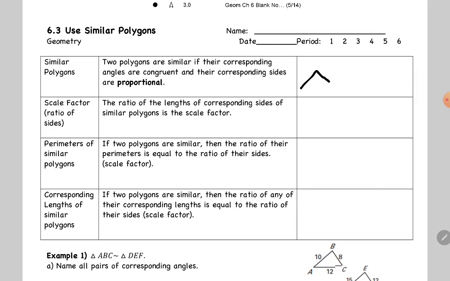So let's say we have a triangle here, and it looks like that. And then we have a bigger triangle, but it looks the same. Its corresponding angles are congruent. So if I call this ABC and DEF, we would say triangle ABC is similar, so just one squiggly line, to triangle DEF.